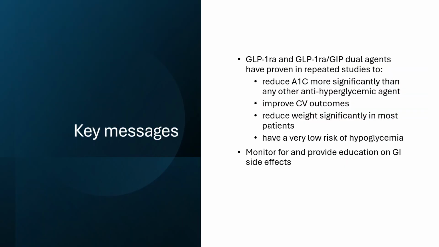So the key messages are that GLP-1s and GLP-1 GIP dual agents have proven in repeated studies to reduce the A1C more significantly than any other oral anti-hyperglycemic agent. It improves cardiovascular outcomes and most recently some renal outcomes, reduces weight significantly in most patients. It has a very low risk of hypoglycemia, but we do need to monitor and provide education on the GI side effects.